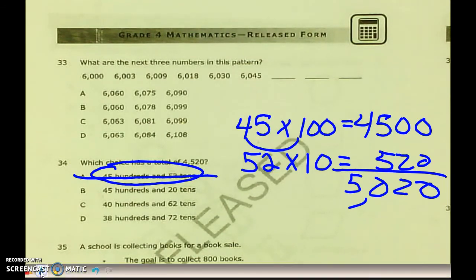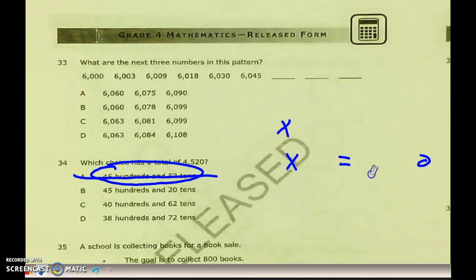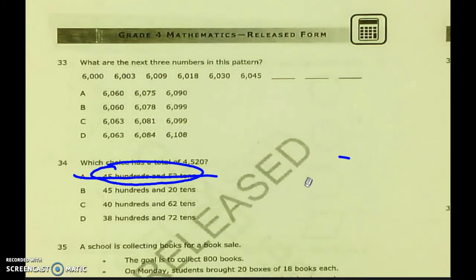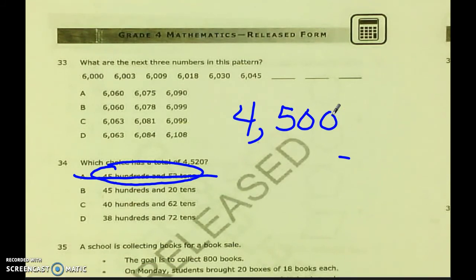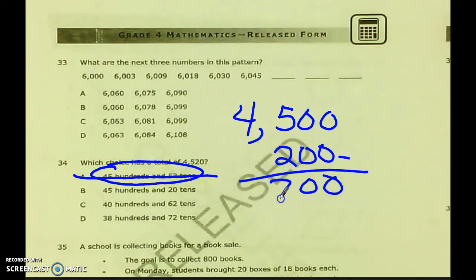Let me erase this. 4,500s, we just did that. That's 4,500. 20 tens, 20 times 10 is 200. So add those together. 4,700. That's not what we're looking for.